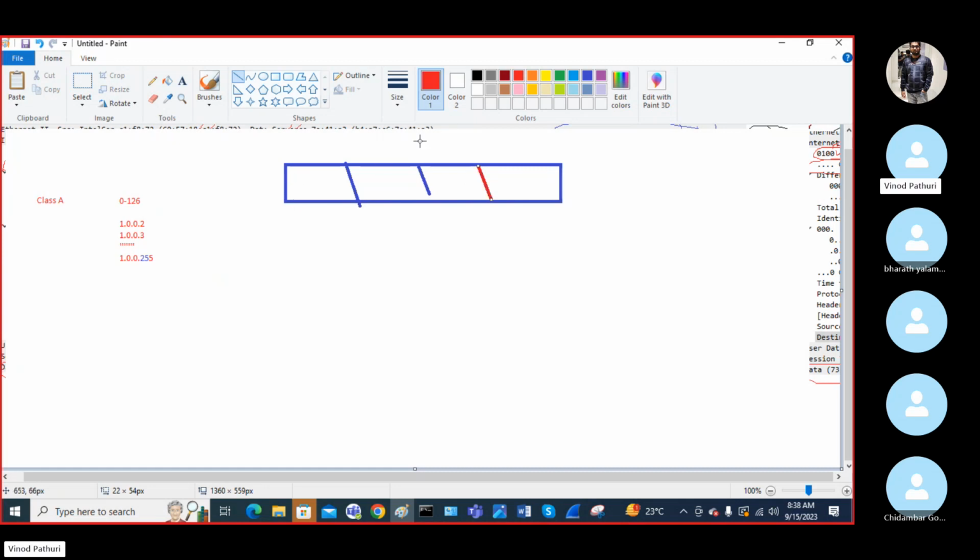Okay. So this is your network and this is your host bits. You want to know how many users can connect to a single network. We have a total of 8 bits in an octet, so that means 2 power 8.